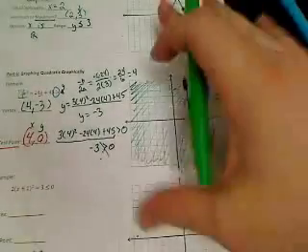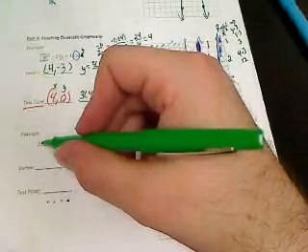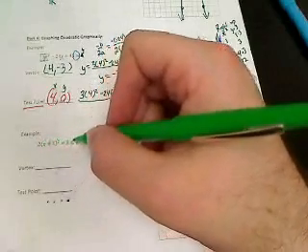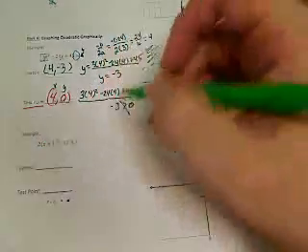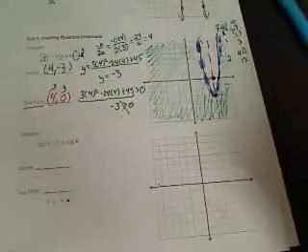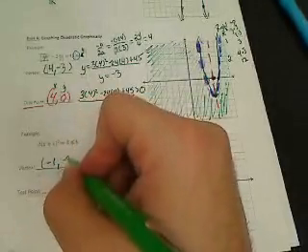Our second quadratic inequality, we have 2 times (x plus 1) squared minus 3 is less than or equal to y. So this one's very nice. It's already set up for us in vertex form. And I can already recognize my vertex would be (-1, -3).